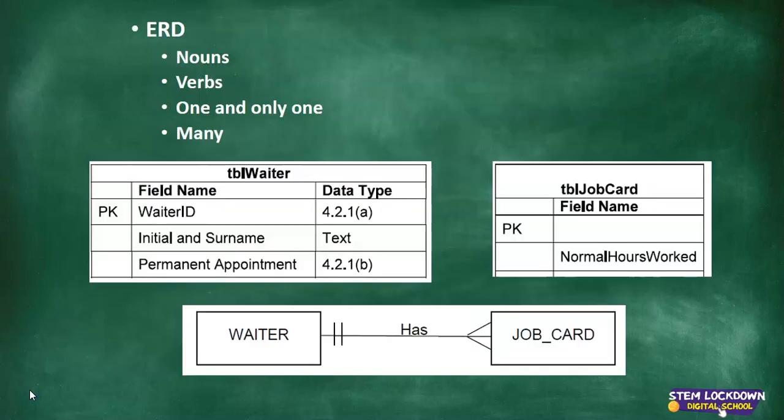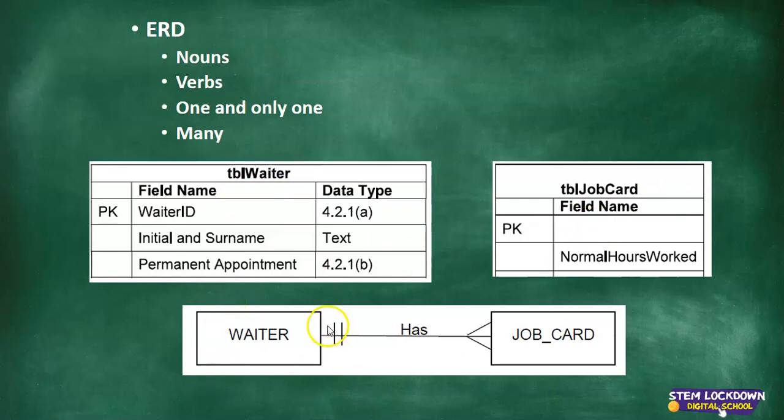The next question asked us now to create an entity relationship diagram, ERD. And just to go over that again, we have the two tables now. One waiter has many job cards. So I always refer to this table here as the parent table, as one parent can have many children.